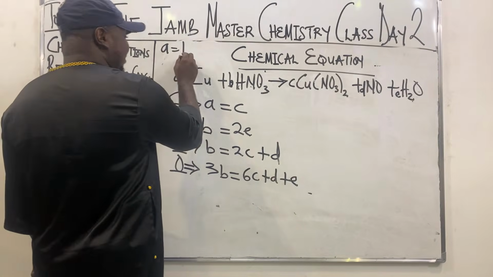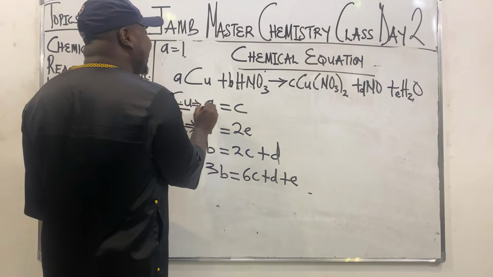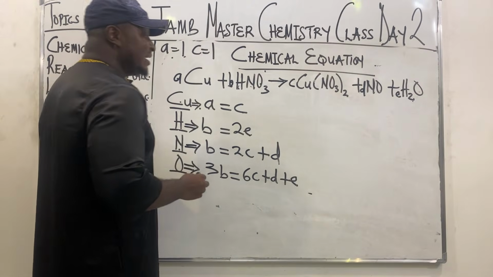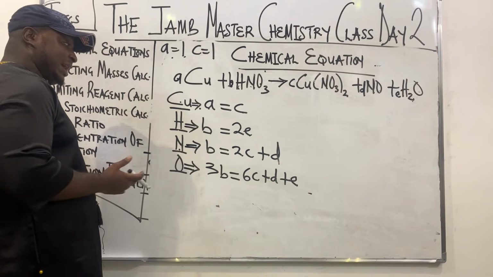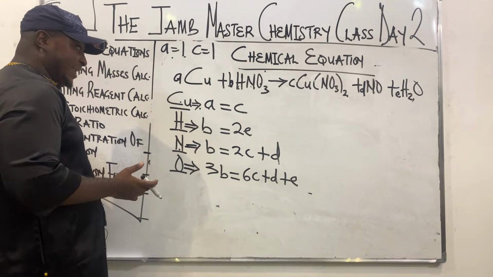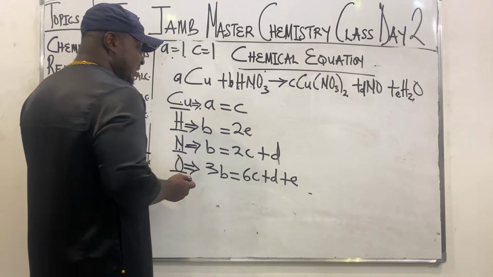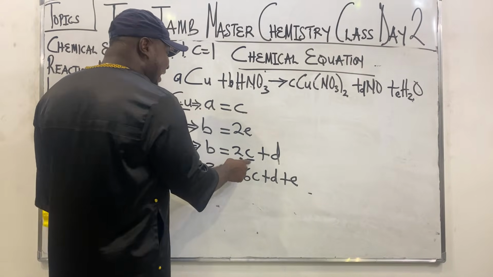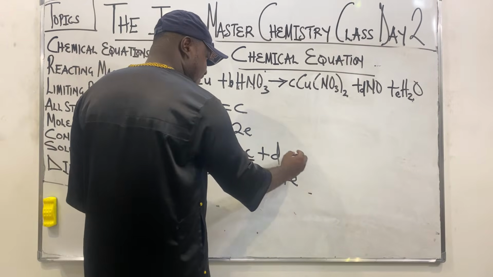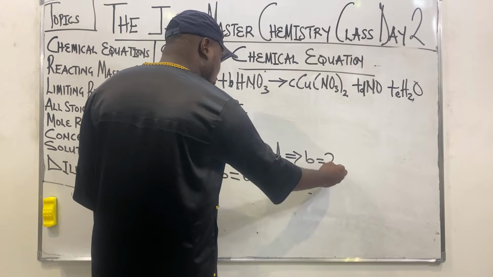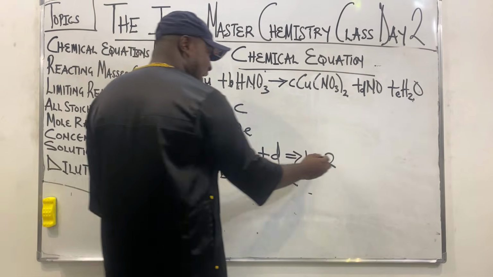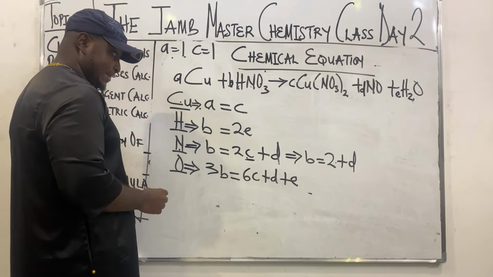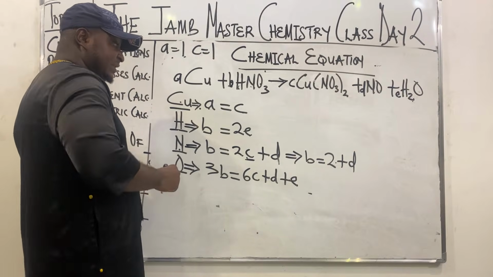Class, we are lucky, A is 1. Remember, let A be equal to 1. But equation 1 says A is equal to C. So if A is 1, it means C is also 1. It helps that we have gotten 2 unknowns already. So A is 1, C is 1. Now, where can we put C? We can put C inside here. So that we now have that B equals 2C. Who is C? C is 1. So 2 times 1 is 2, plus D. B equals 2 plus D.